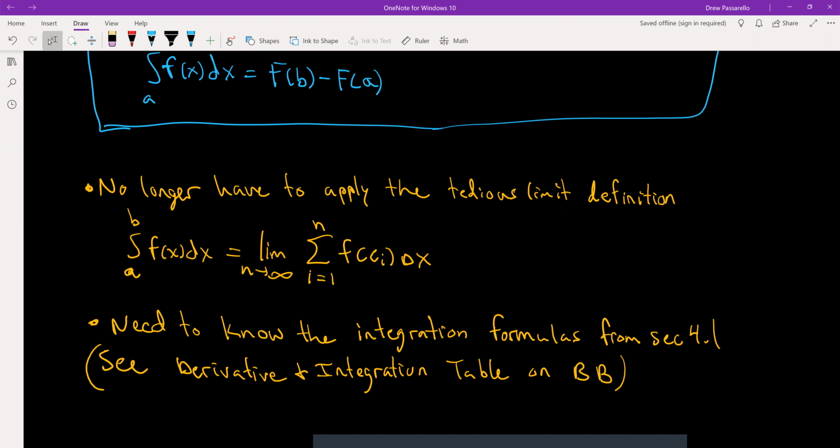All right, so this is going to be way less tedious, but to do this, you have to know the integration formulas from section 4.1. On Blackboard, I put up that derivative and integration table. So this video is assuming you know the integration formulas.